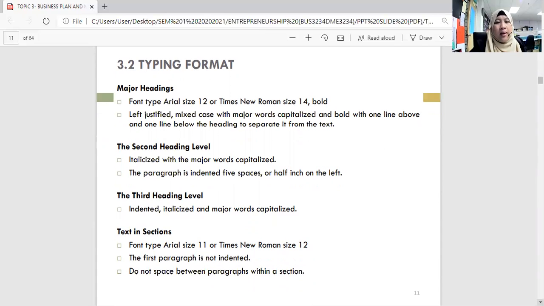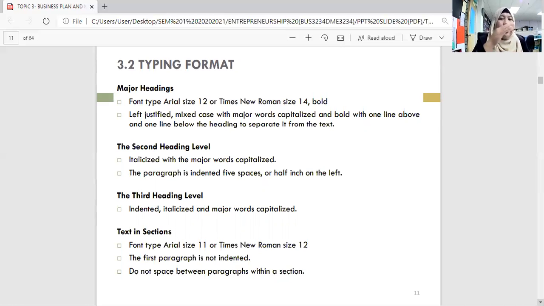Don't worry. We have typing format, major heading, font Times Arial size 12 or Times New Roman size 14, bold, and they have left justify, mixed case with the major words capitalized and bold, with one line above and one line below the headings to separate it from the text. And then the second heading levels are italicized with the major words capitalized, and the paragraph is indented 5 spaces or half inch on the left.